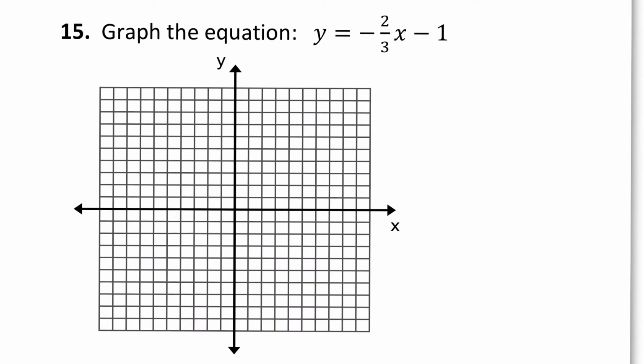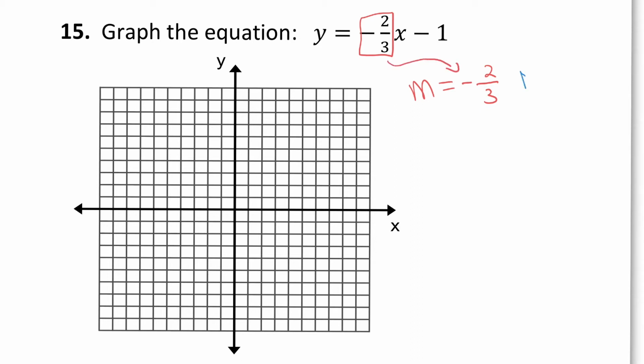Number 15 says, graph the equation y equals negative 2 over 3 x minus 1. The y is by itself, so this one is the slope-intercept form. Slope-intercept form means we can use the slope and the y-intercept. So when y is by itself, I'm going to look for m. The slope is negative 2 over 3. So I'm going to put negative 2 over 3. And the y-intercept, so let me just draw an arrow so you know that's the slope.